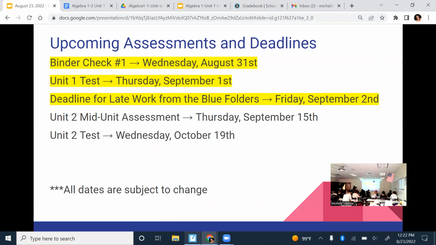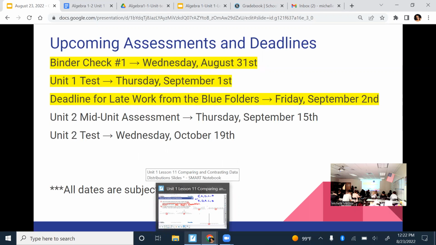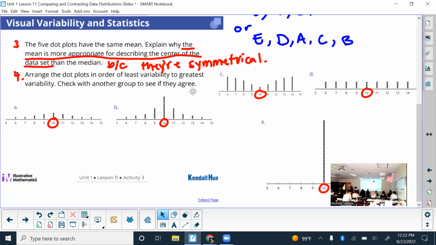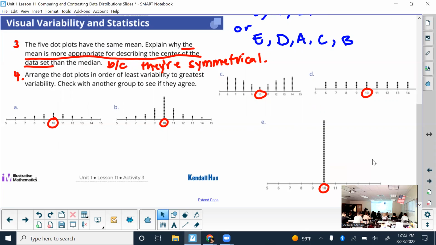All right, so you guys just completed a card sort activity. We'll go over the answers here shortly. But here's where we left off in the notes yesterday. I had you order these from least variability to greatest variability. So whether you have your notes out and can tell me what you put, or just look at it now, which one is the least spread out? Dot plot A, B, C, D, or E?